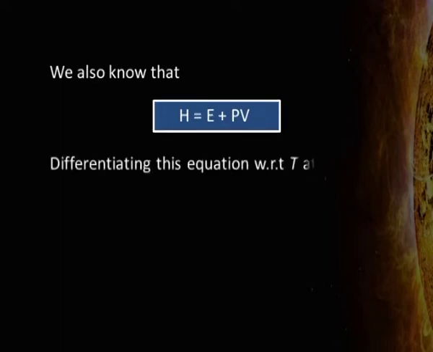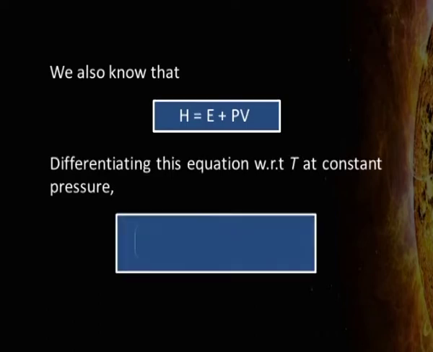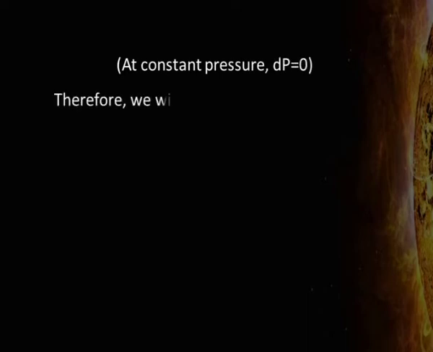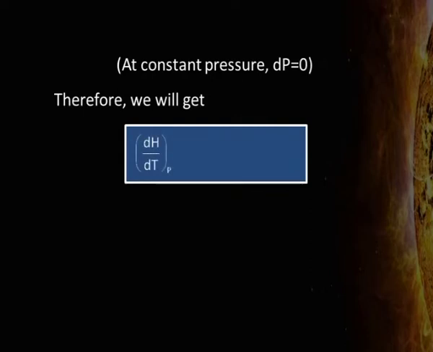Differentiating this equation with respect to T, we will get dH by dT at constant pressure, which is equal to dE by dT at constant pressure plus d(PV) by dT at constant pressure. But dP at constant pressure will be equal to 0. Therefore, we will get dH by dT at constant pressure equal to dE by dT at constant pressure plus P dV by dT at constant pressure.